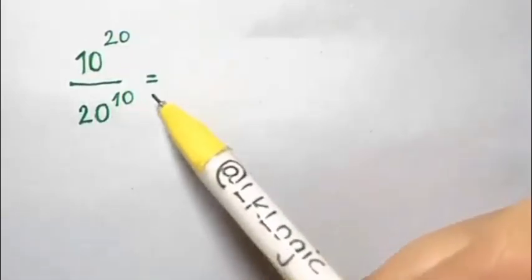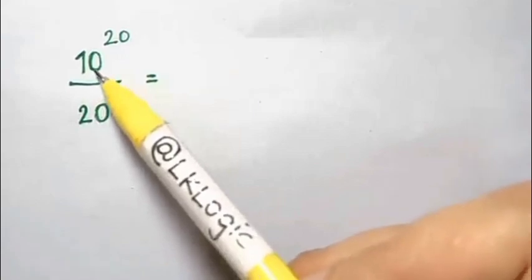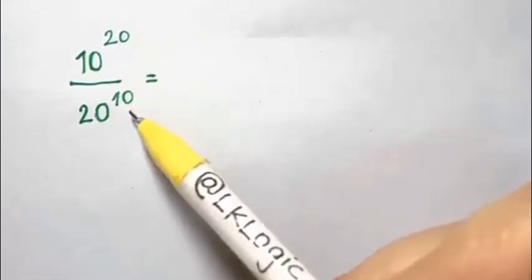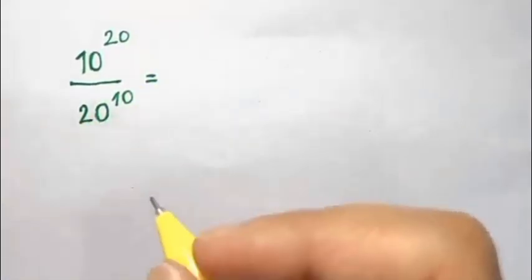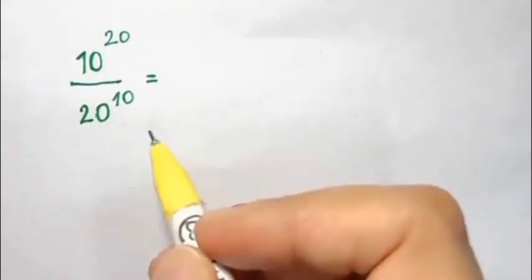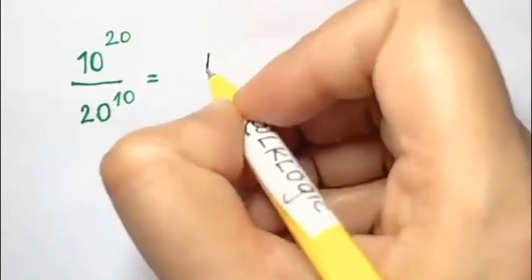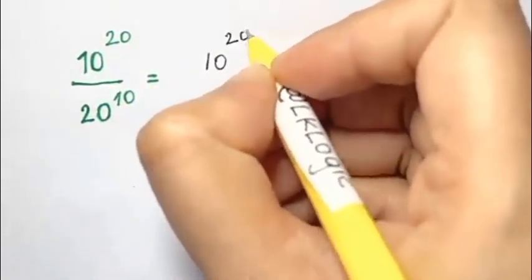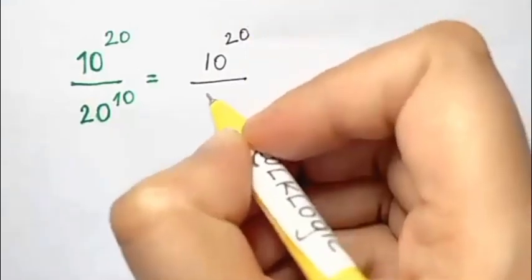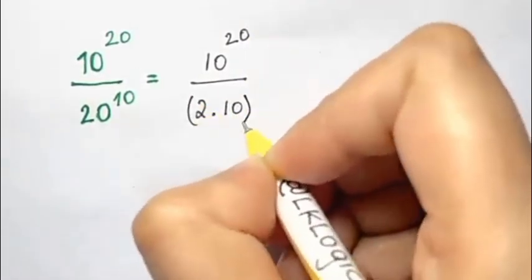In this video, we're going to solve a nice exponential equation. Let's solve 10 to the power of 20 over 20 to the power of 10. What we are going to do is write 20 as 2 times 10. So this can be written as 10 to the power of 20 over (2 times 10) whole to the power of 10.